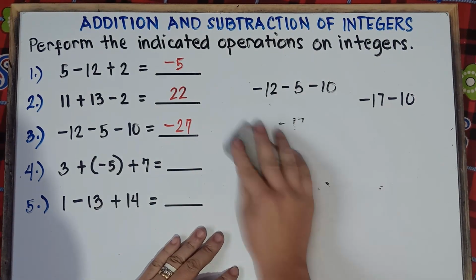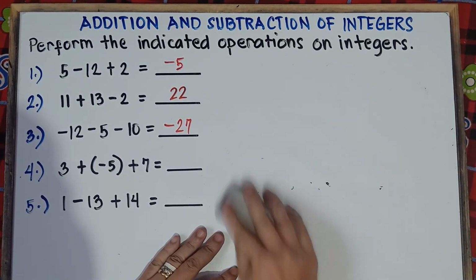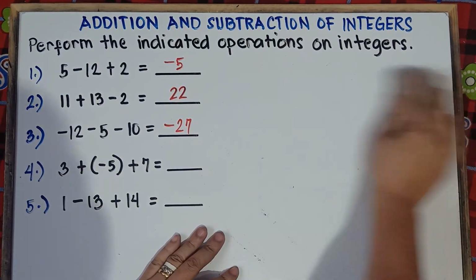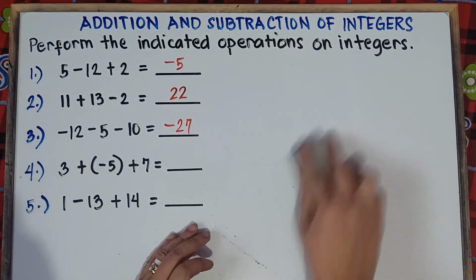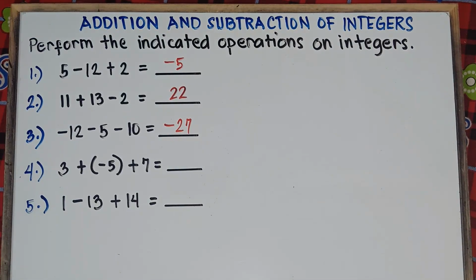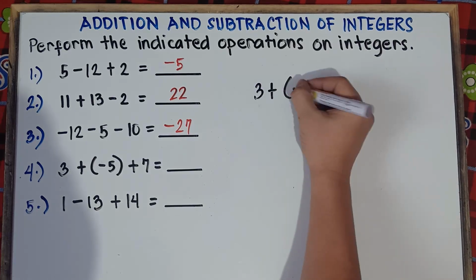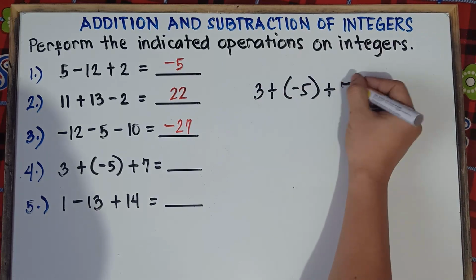Alright, so let's have example number 4. I hope, class, you're still with me. Once again, class, if you have some questions, do not hesitate to ask. You put your question on the comment section down below. Alright, so we have 3 plus negative 5 plus 7.